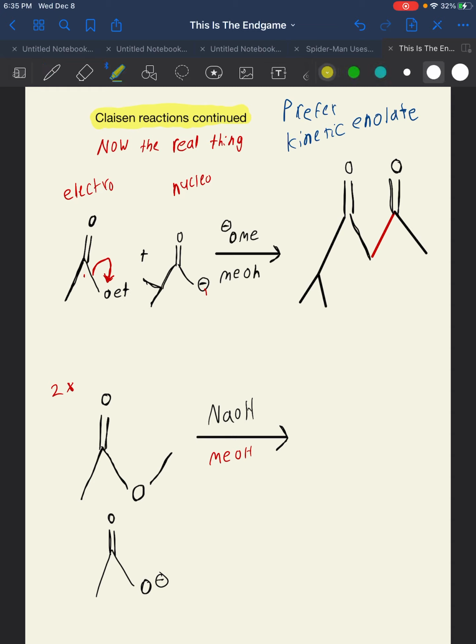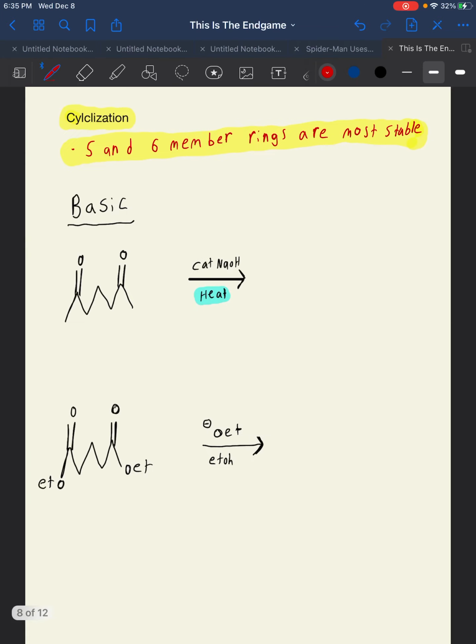So, and that's not how these reactions occur. We don't want to use that. So NaOH is never utilized for Claisen reactions because they will form the saponification product. So moving on, cyclization. These are pretty basic.